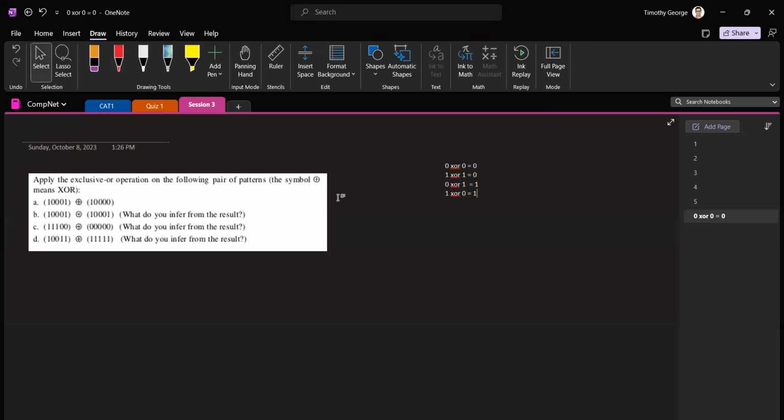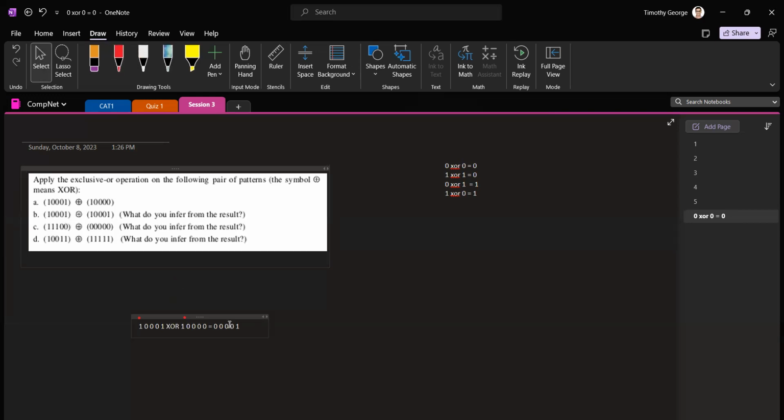Let's take the first one: 1 0 0 0 1 XOR 1 1 0 0 0. That would be 0 for the first bit, because you're looking at this one and this one, and then you would move on. The second bit will also be 0, the third bit will be 0, the fourth bit will be 0, and the fifth will be 1. That is what you will be doing. The only thing that is different is they're asking what you infer from this result. So you will see that.